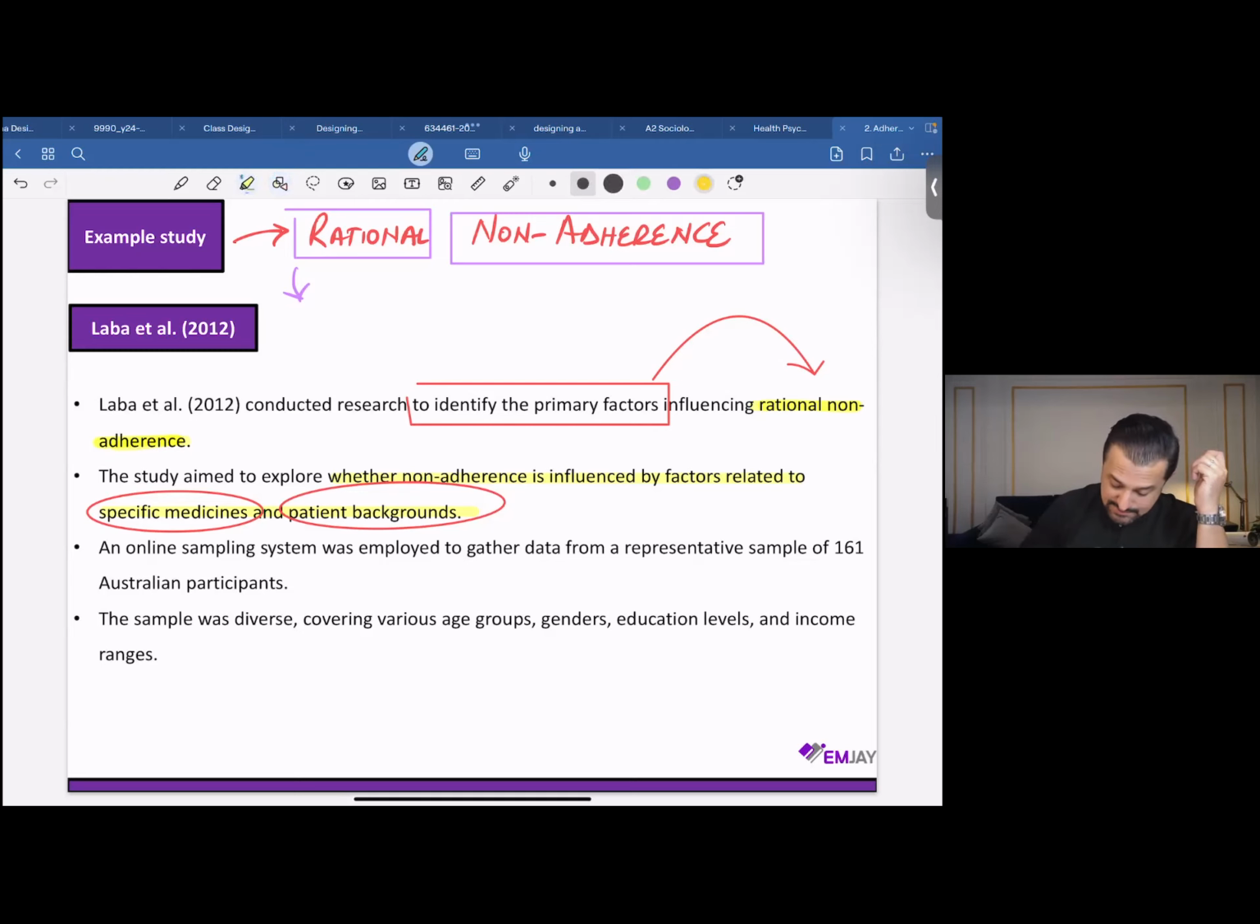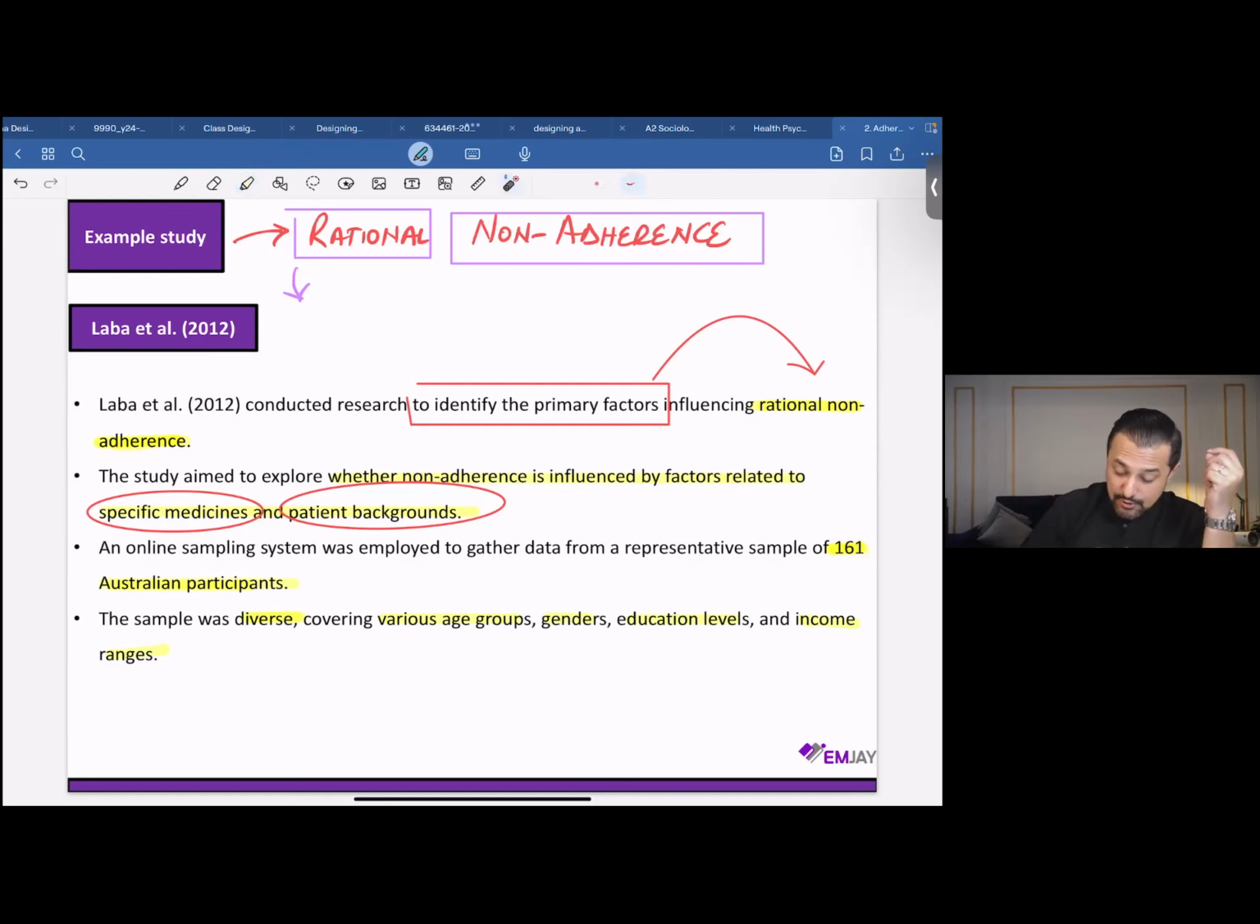An online sampling system was employed to gather data from a representative sample of 161 Australian participants. The sample was diverse, covering various age groups, genders, education levels, and income ranges. So we have a pretty decent sample over here, a sample that comprises 161 Australian participants, gathered through an online sampling system, diverse in terms of age groups, gender, education level, as well as income ranges.